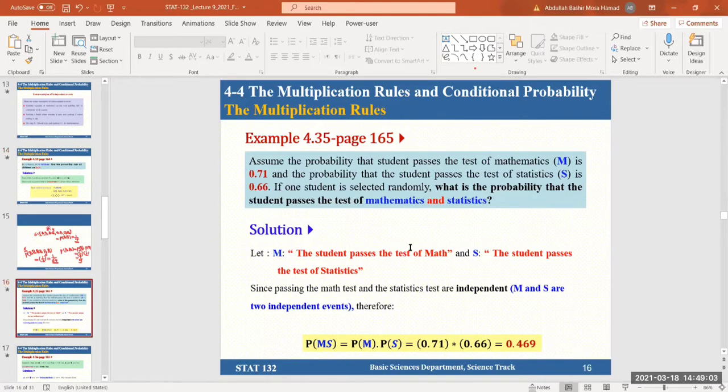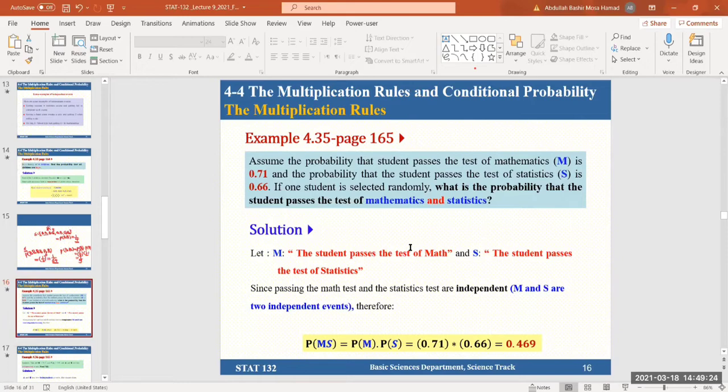So here we have an example. Assume the probability that a student passes the test of mathematics is 0.71 and the probability that the student passes the test of statistics is 0.66. If one student is selected randomly, what is the probability that the student passes the test of math and statistics?